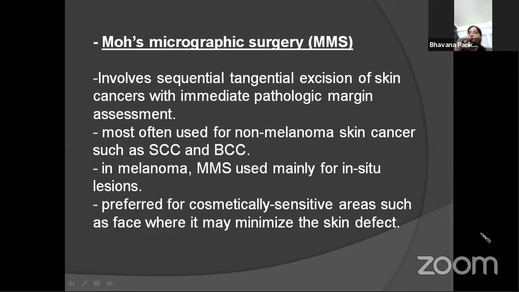Mohs micrographic surgery is helpful in sensitive areas of the face like eyebrows, eyelid, nose, upper lip, lower lip, where you cannot afford to lose even 1 millimeter of normal tissue.